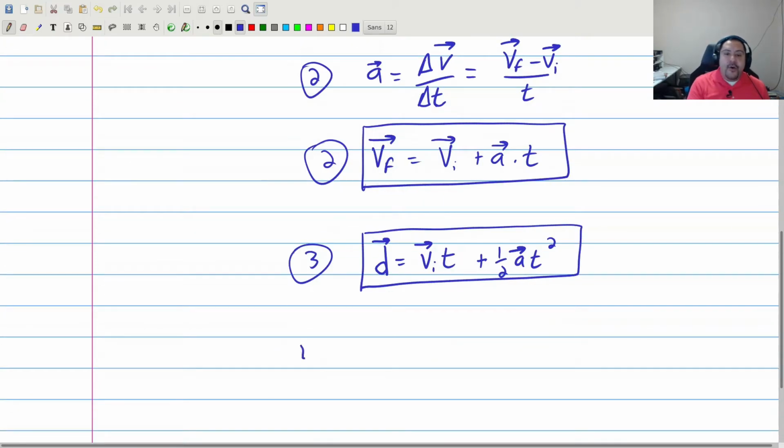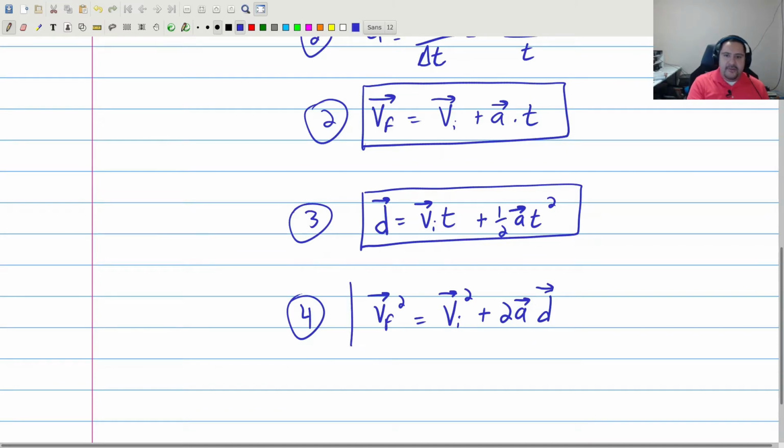And finally, our fourth kinematic equation kind of combines some of the other ones, and you can derive it, but that'll be left for an exercise for your students to do. So it's going to look like this. V final squared vector equals V initial squared vector plus 2a vector d vector. That's not a very good vector sign. D vector. There we go. Kinematic equation number 4 right here.